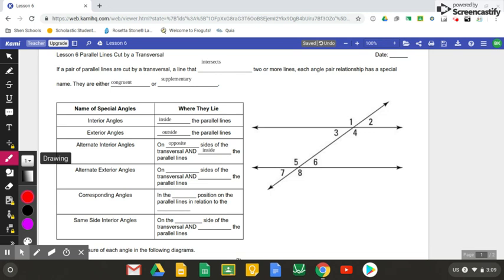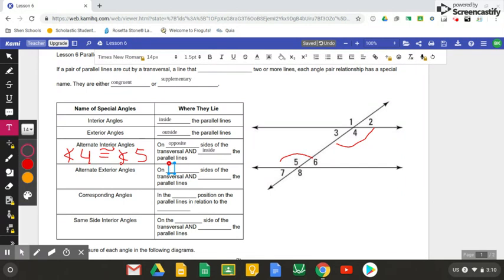Pair of alternate interiors. If I picked angle 4 because it has to be inside, and angle 5, those are alternate interior angles. And guess what? Alternate interior angles are congruent. So angle 4, this sign I'm about to make means congruent, equal with a wave above it. Angle 4 and angle 5 are congruent. Those are alternate interior angles. There's another pair in there. The other pair would be 3 and 6. All right, next.